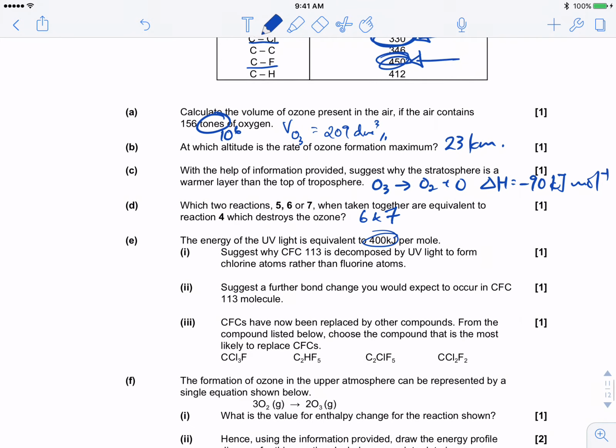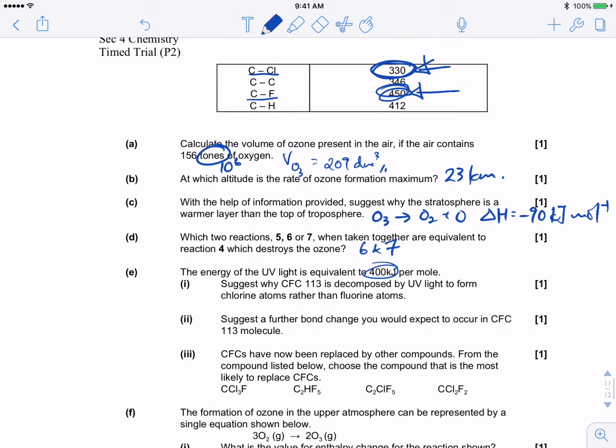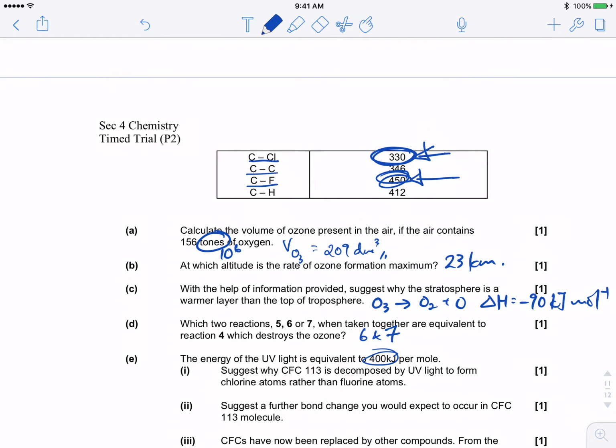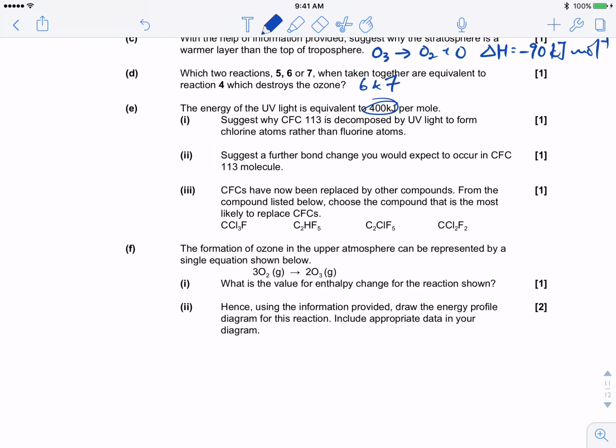Suggest a further bond change we expect to occur in the CFC-13 molecule. Okay, what else can occur? Note that your C-C bond is also less than 400. Okay, so it could also break your C-C bond. 3. CFCs have now been replaced by other compounds from the list, most likely to replace CFCs. Okay, you want it to not have C-Cl bonds, right? Because C-Cl bonds break more easily. So if you look at everything, there's only one without C-Cl, which is this. So you just choose that.